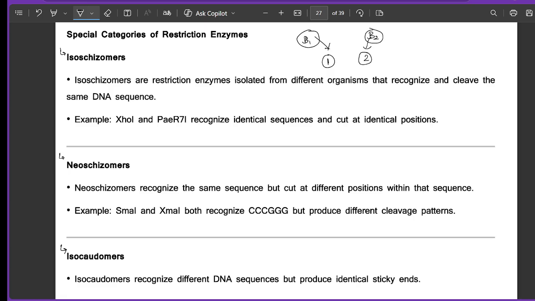What I want to say is that although you are isolating the restriction enzymes from two different bacteria belonging to two different species, if the two of them act very similarly and cut at the very same position, then we say that they are isoschizomers. One important example is SphI and BbuI. Similarly, it is XhoI and PaeR7I.